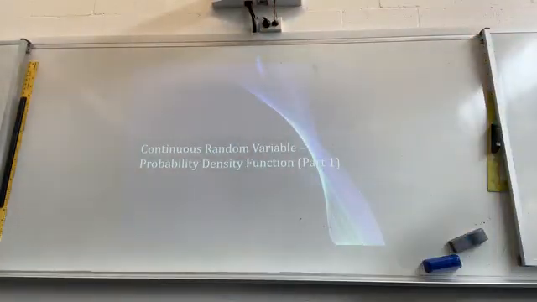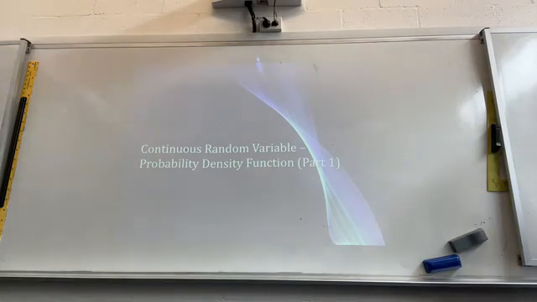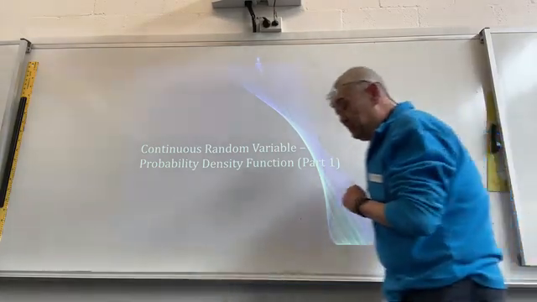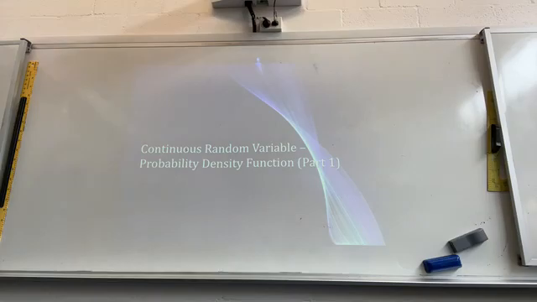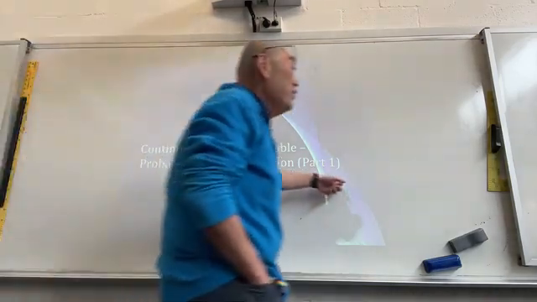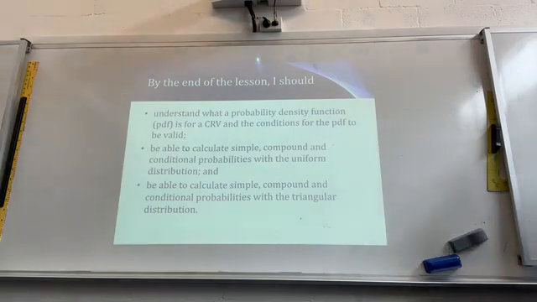All right. So now we're going to talk about continuous random variables, looking at the probability density function. Yesterday I showed you how to plot the histogram and how to work out the probability. Now we're going to look at the probability density function. You need to understand what the probability density function is for a continuous random variable and the conditions for the PDF to be valid.